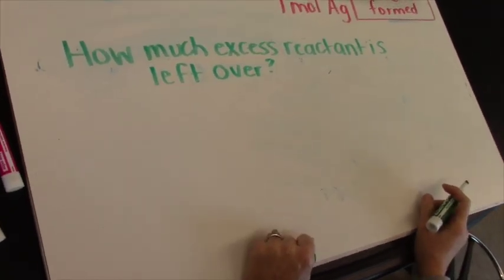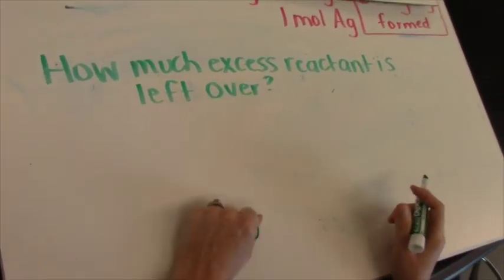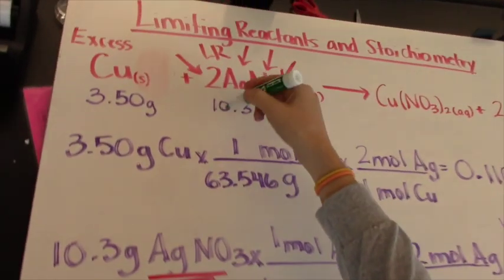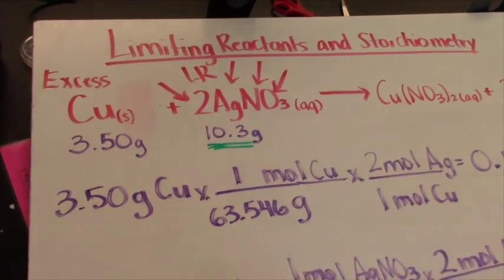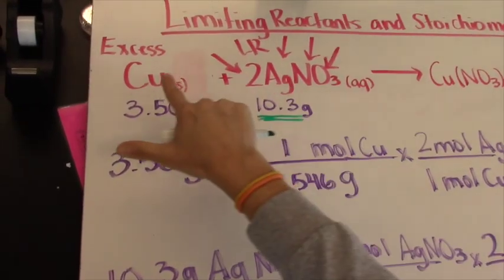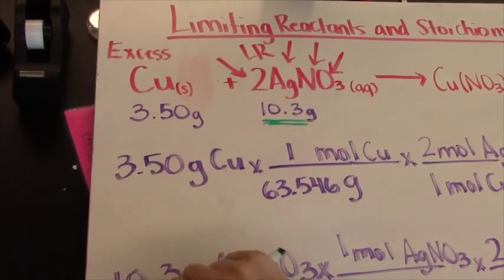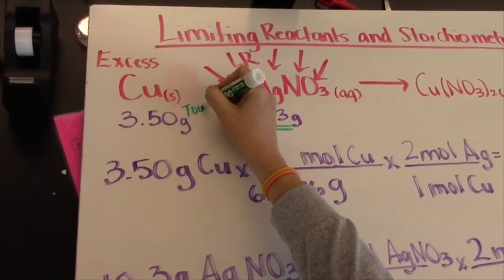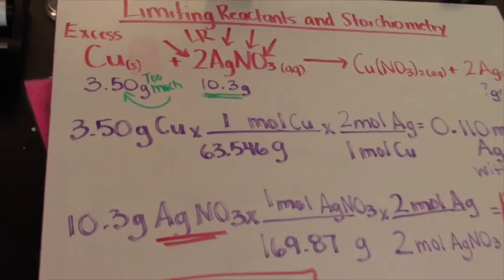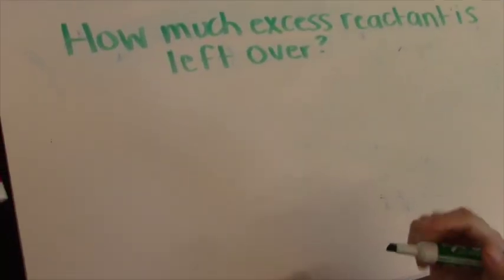Now, the way that we can determine this is, once again, taking our limiting reactant, which we know is the silver nitrate, and we're going to turn that into the other reactant, which is copper. And you may think, well, I already know how much copper I have. Well, we're not finding out how much we have. We know how much we have. We're finding out how much we're going to consume. So that will be our next step right here.